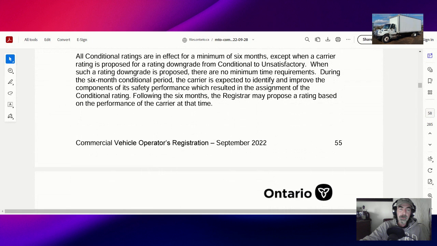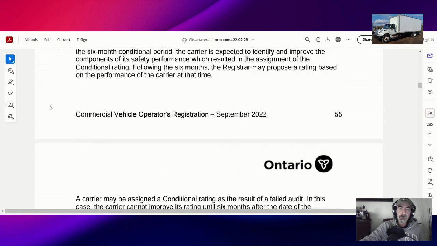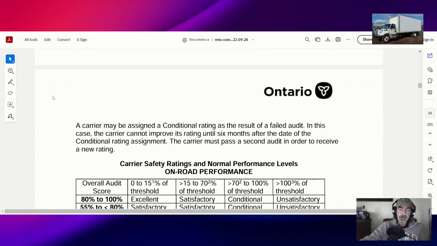During the 6-month conditional period, the carrier is expected to identify and improve the components of its safety performance which resulted in the assignment of the conditional rating. Following the 6 months, the registrar may propose a rating based on the performance of the carrier at that time.